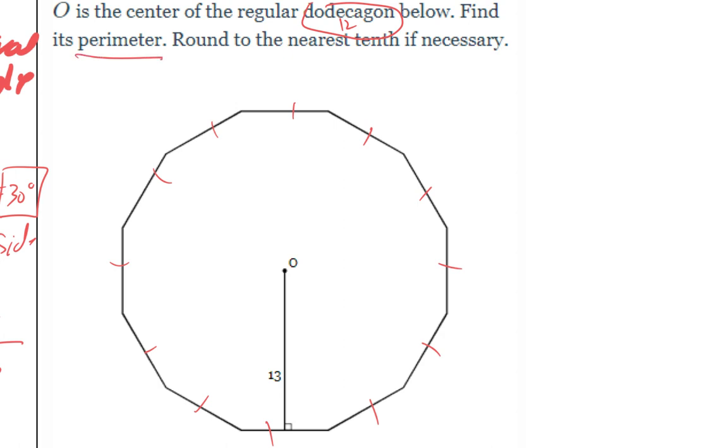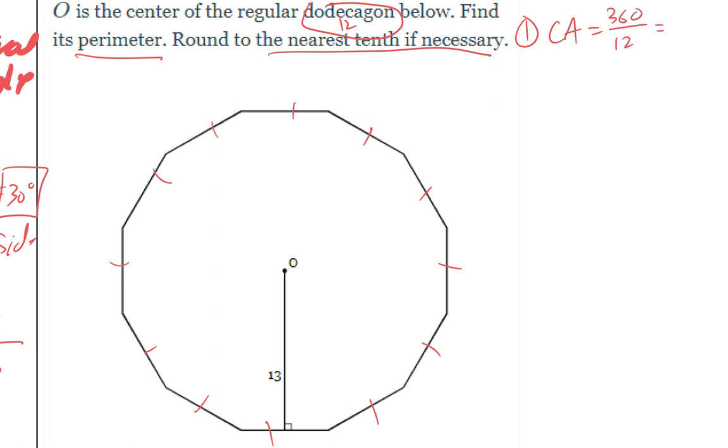Find the perimeter. Same thing: we need to follow those same steps and go to the nearest tenth on this one. So let's do it. First thing we need to do is find the central angle. The central angle is 360 divided by the number of sides.